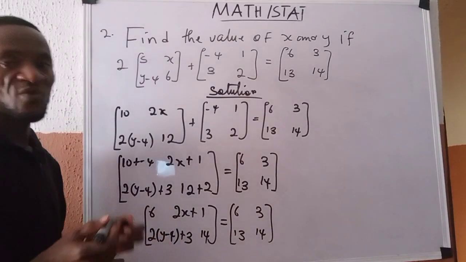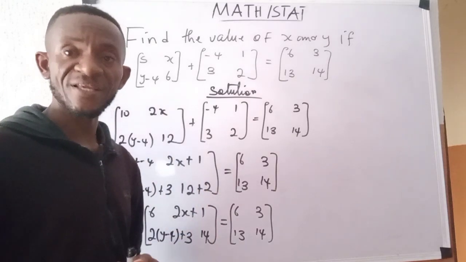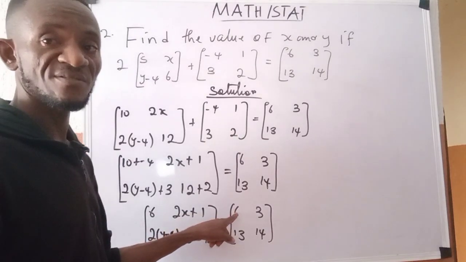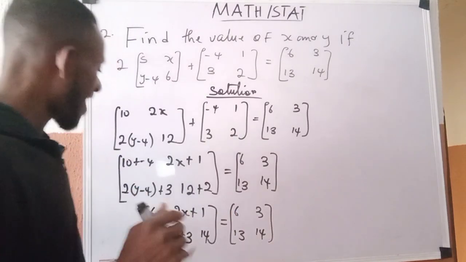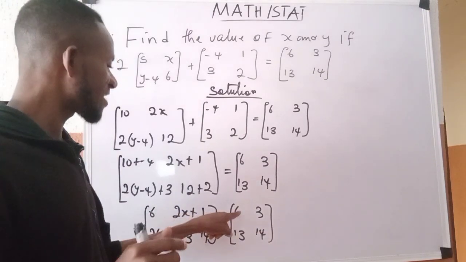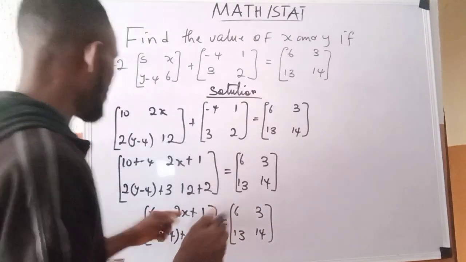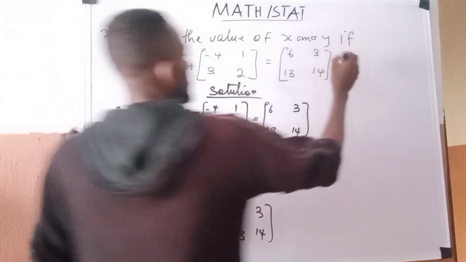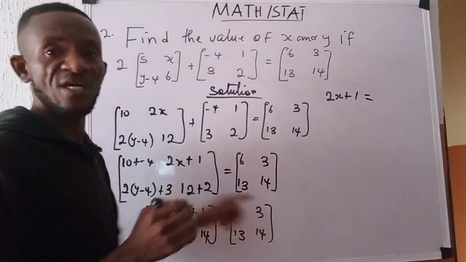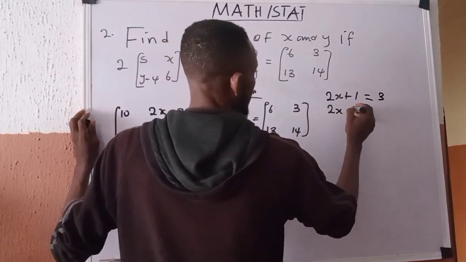I close it up. Whenever two matrices are said to be equal, it implies that their corresponding entries are equal. If you watch, here is 6, here must be 6. Here is 14, here must be 14. And what is here is 2x plus 1. Therefore, I have 2x plus 1 equals what is here, which is 3.